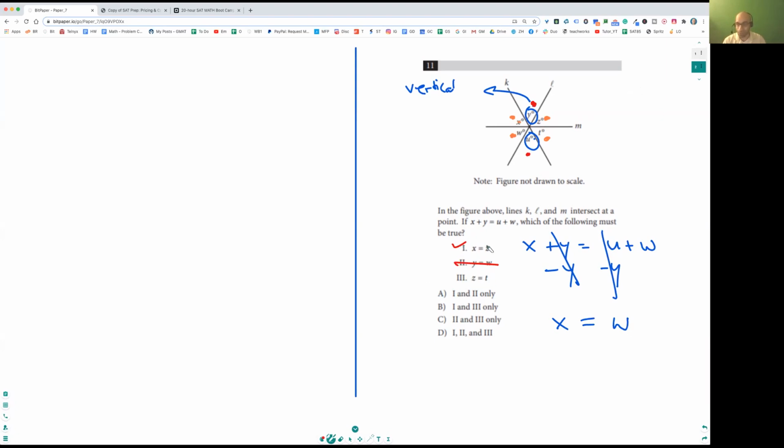Excellent. So okay, and then z is equal to t, right? This guy is equal to this guy, right? So these are the same. So 1 and 3, which gives this as the correct answer.